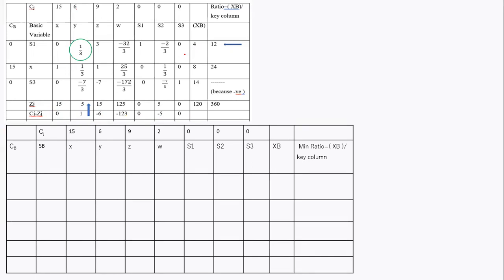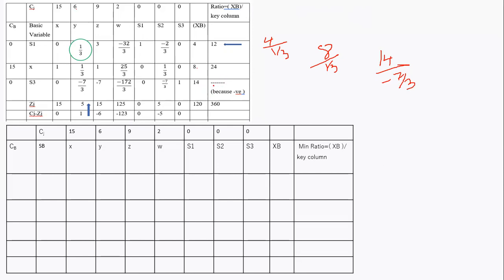So once we identify the key column, we are supposed to find XB divided by key column. So XB, how much you have in the first case? It is 4 divided by key column. Key column is 1 by 3. So therefore you will be getting it as 12. So next XB, how much we have got? We have got 8 divided by key column. Key column is again 1 by 3. Therefore, 8 divided by 1 by 3 will be equal to 24. So next XB is 14 divided by key column. Key column is minus of 7 by 3. So I said previously, if you get negative, do not consider.